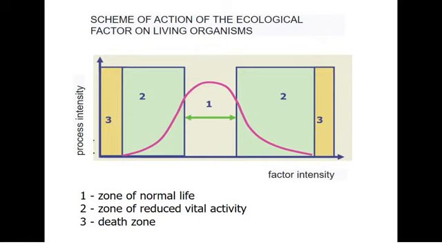Scheme of action of the ecological factors on living organisms. And here we need to see some zones. The first zone is the normal life, with more intense processes. On the left side, further left, is the zone of reduced vital activity and then death. And on the other side, there is the same zone of reduced vital activity and the death zone.